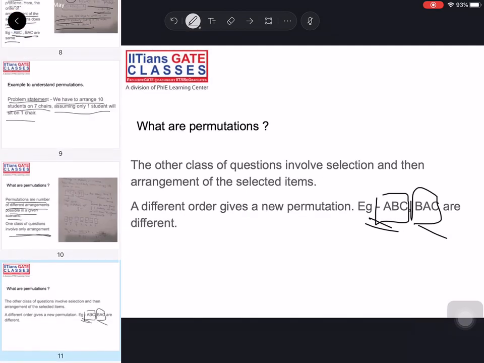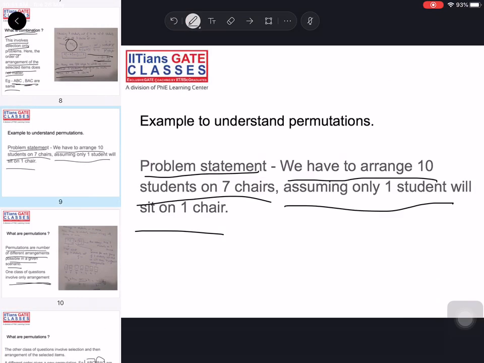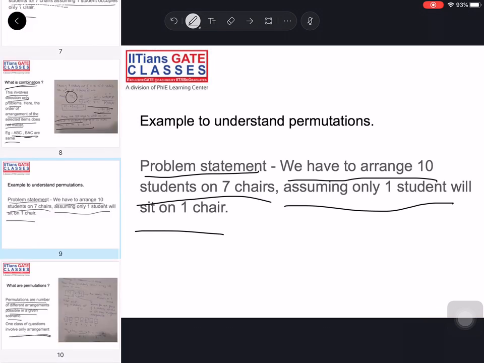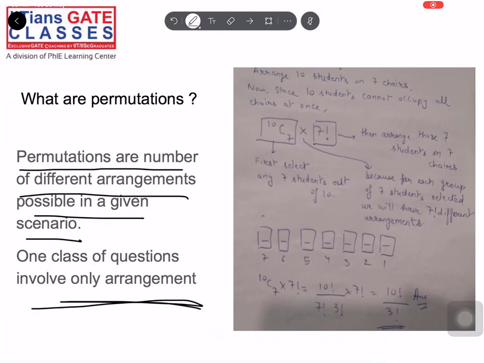Now, for the problem we just discussed, I want to discuss the solution. I hope everyone has understood that this problem belongs to the selection plus arrangement category. Now we'll discuss the solution. Just remember one thing: every time you get a selection plus arrangement problem, it is very simple. First you have to solve the selection part. Always do the selection part first, then go for the arrangement part.